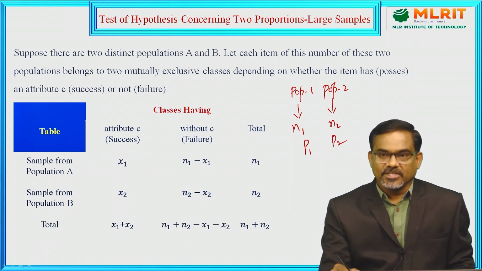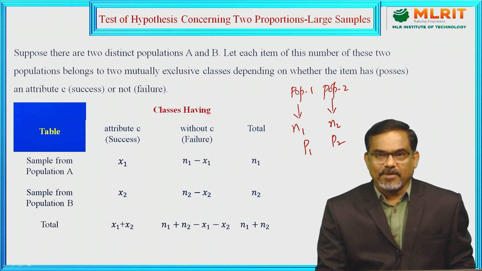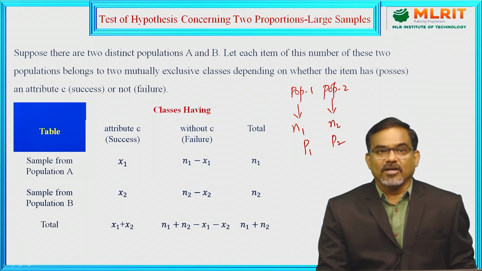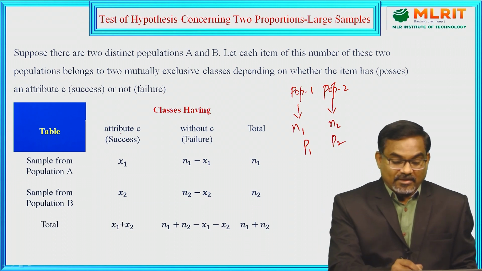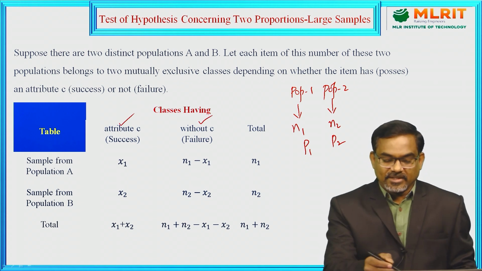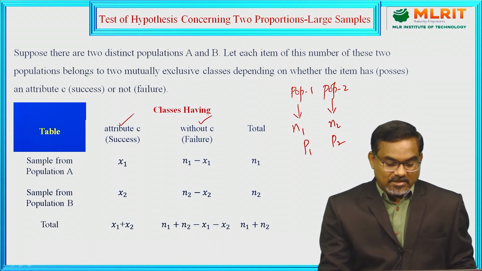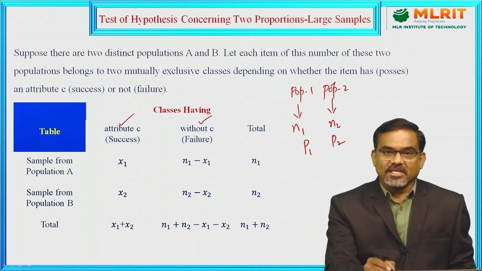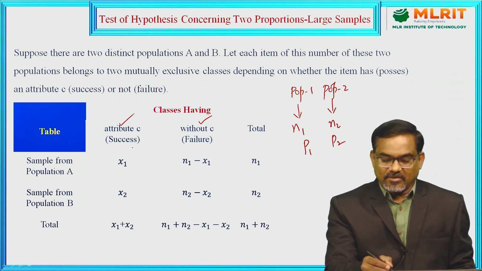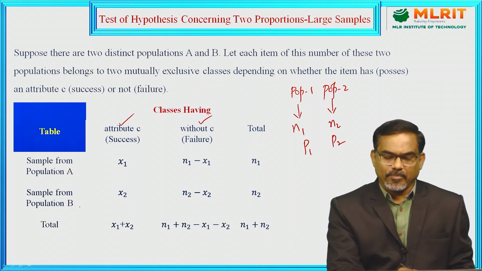Before going to discuss the actual test, suppose there are two distinct populations, capital A and B. Let each item of these two populations belong to two mutually exclusive classes. For example, having the attribute C and without C, we can consider that as success and failure. Let us consider the following table: the classes having the attribute, that means success, and without the attribute, which is called failure, and sample from population A, sample from population B.